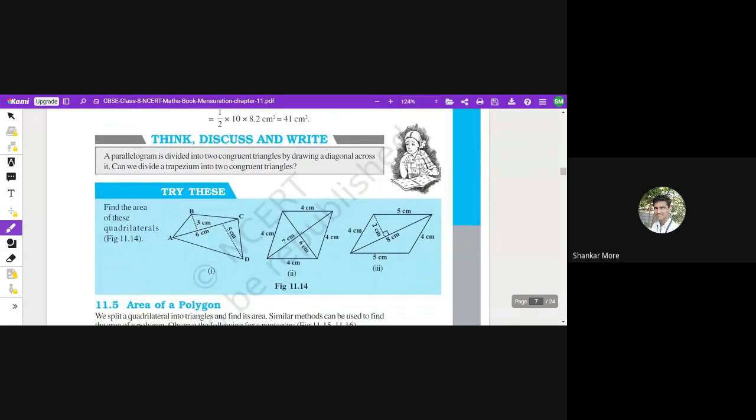That's it. Find the area of these quadrilaterals. Second one is a rhombus. Third one is... okay. Can you find the area of the third one? Let's find the area of the third one.